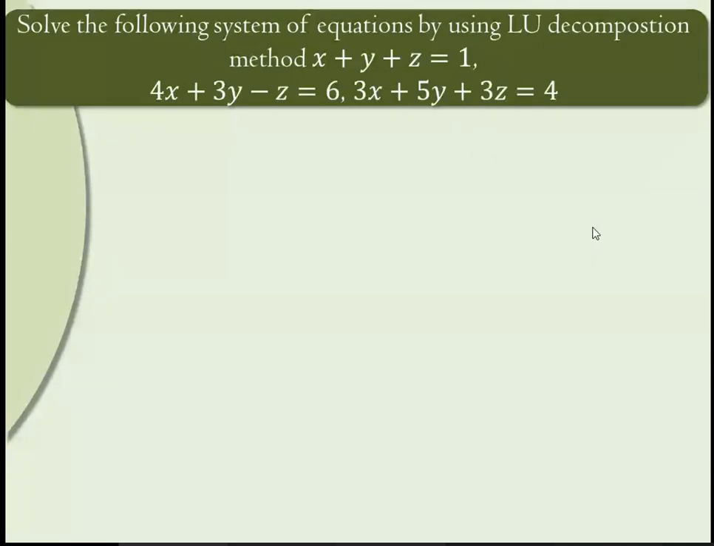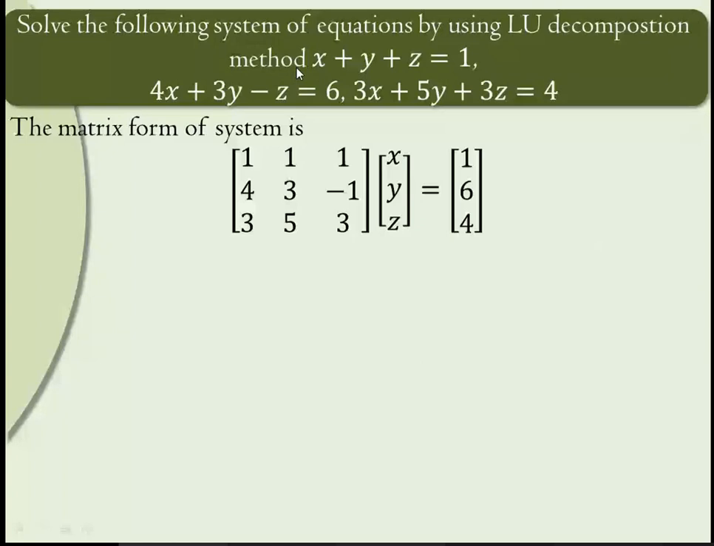So consider the first problem. Solve the following system of equations by using LU decomposition method. X plus Y plus Z equal to 1. 4x plus 3y minus z equal to 6, 3x plus 5y plus 3z equal to 4. Okay. So firstly, write down the matrix form. All the coefficients 1, 1, 1, 4, 3, minus 1, 3, 5, 3. X, Y, Z, and all the constant terms 1, 6, 4. So firstly, write what is A.